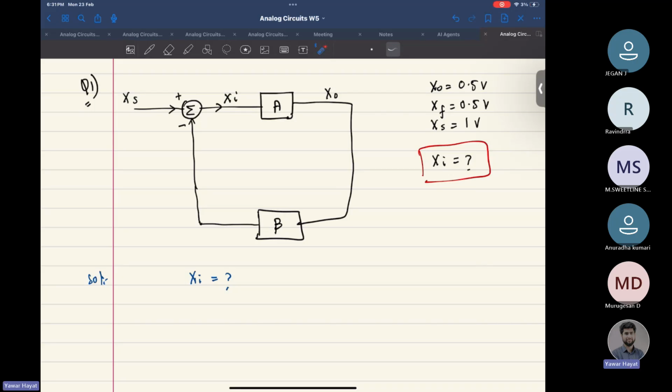And we actually already know this signal as well, right? The feedback signal. I mean, the signal that I wrote here is this one. Okay. So what is XI? As one of you already said, XI would be XS minus XF, right? What is XS? 1 minus what is XF? 0.5. That is 0.5 volt. Simple.